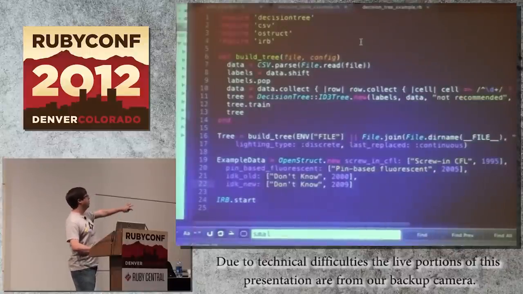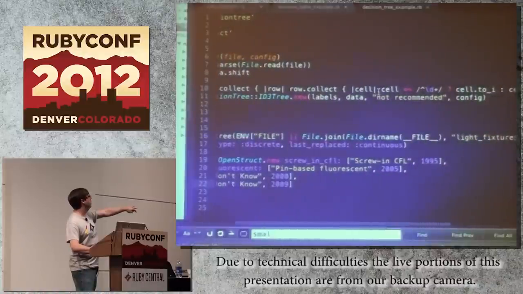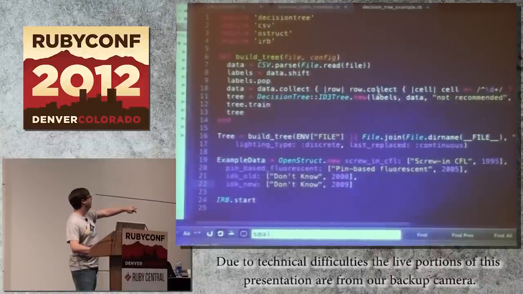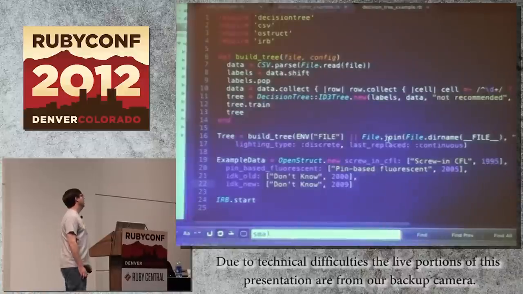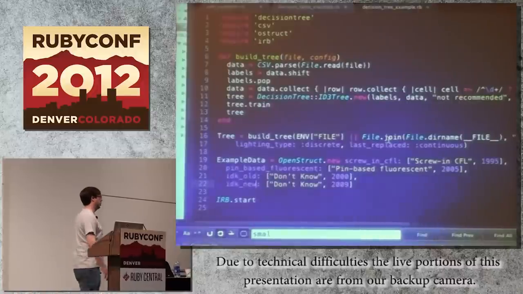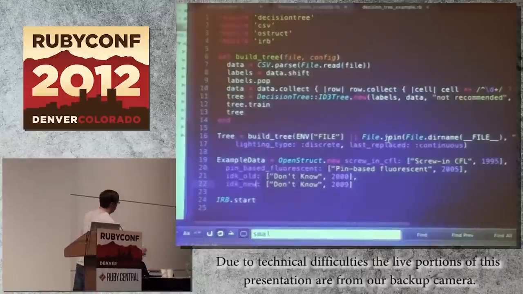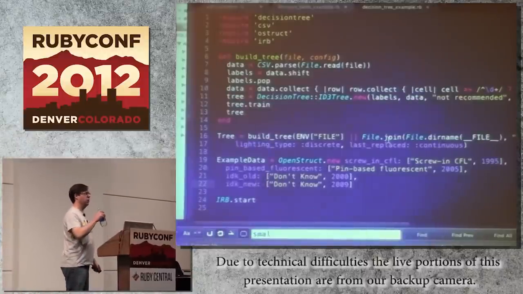And then at that point, I'm ready to feed into the decision tree ID3 the labels, the data itself, a default value, and a config object. And that config object is all about telling it which attributes are discrete and which attributes are continuous.